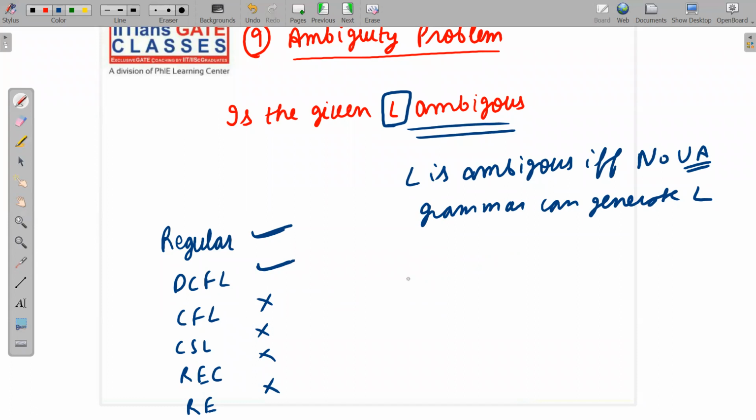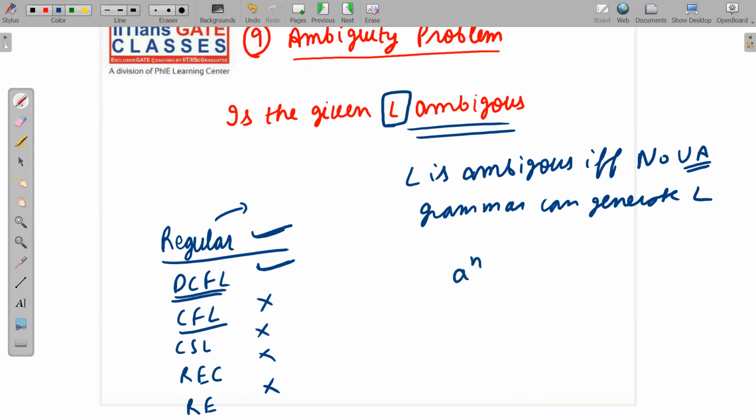Why is it so? For regular, it is a trivial question because for regular we have a DFA, and a DFA can be converted to a grammar, and that grammar will be unambiguous. So obviously, each and every regular grammar is unambiguous. Similarly, the case is with DCFL. For DCFL, we have a DPDA, and a DPDA is just like a DFA, so every DCFL will be unambiguous. But a CFL may be ambiguous or unambiguous.